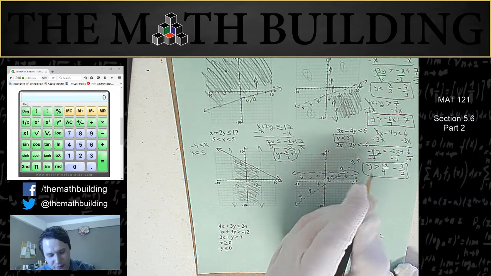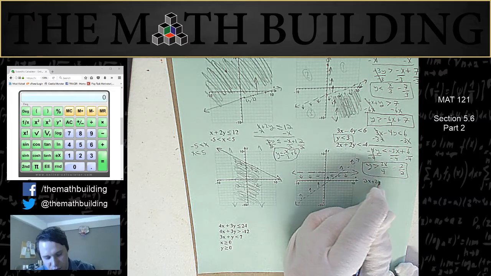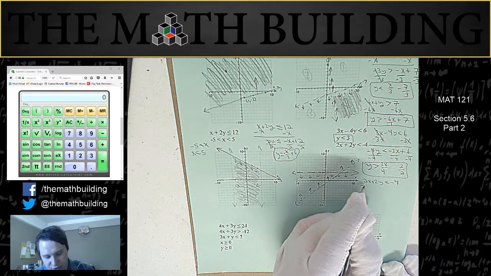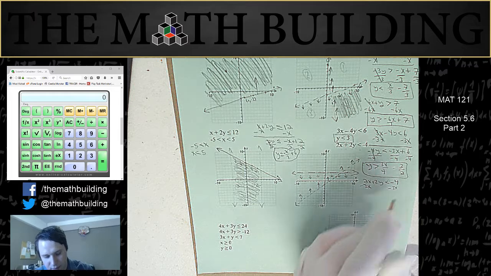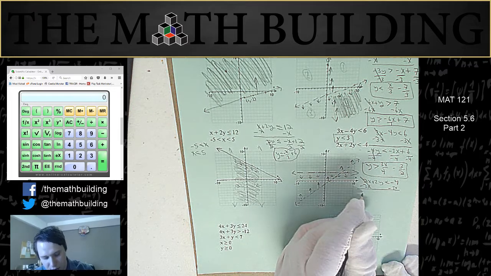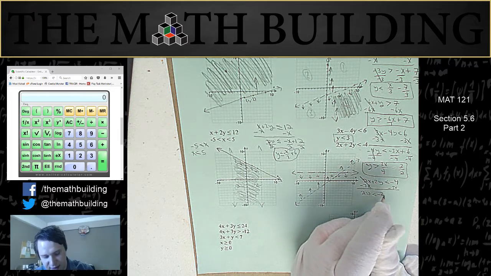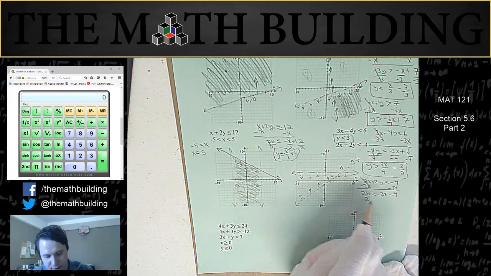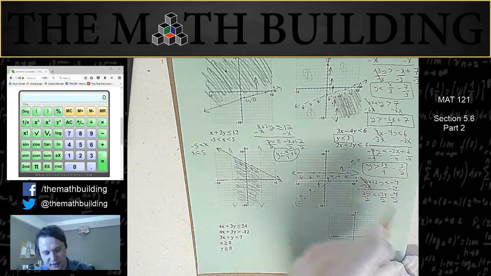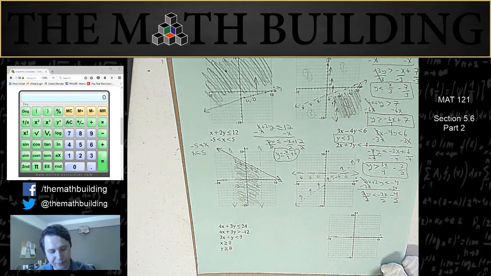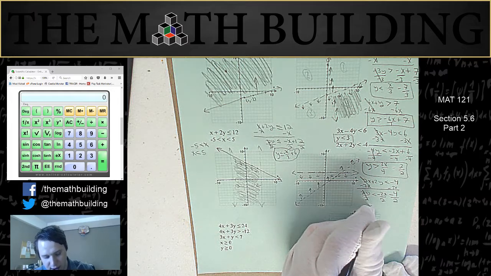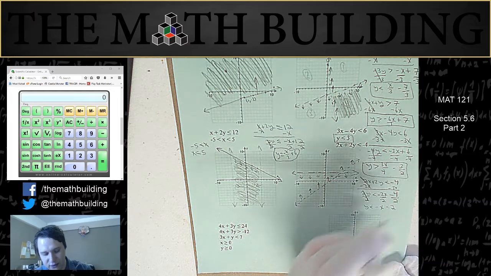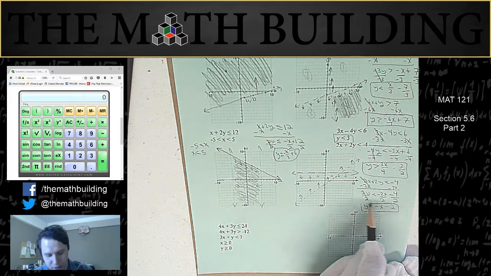Now let's do this last one. 2x plus 2y is less than negative 4. First, let's move the 2x over, so minus 2x. 2y is less than negative 2x minus 4. And now we should divide by 2. The sign stays the same because 2 is positive. So y is less than, the 2's cancel, so we get negative x. Negative 4 divided by 2 is negative 2.